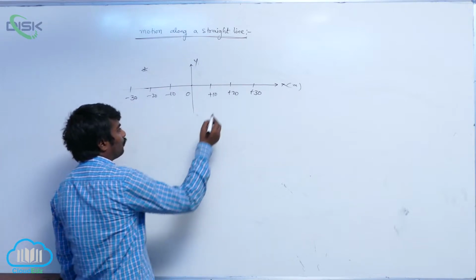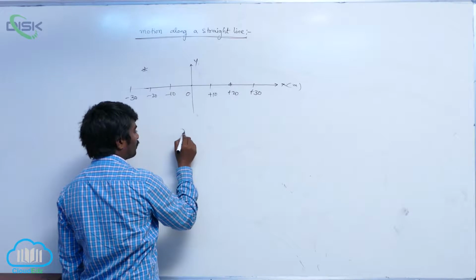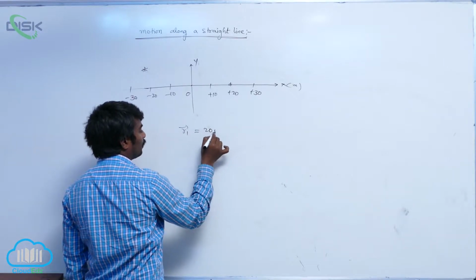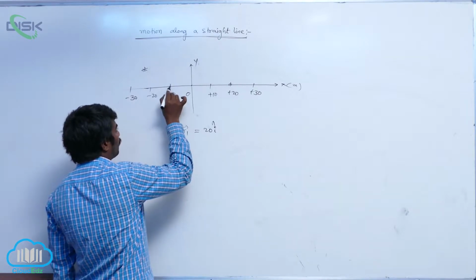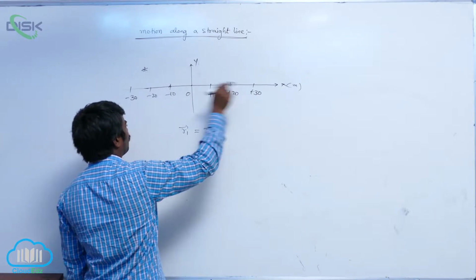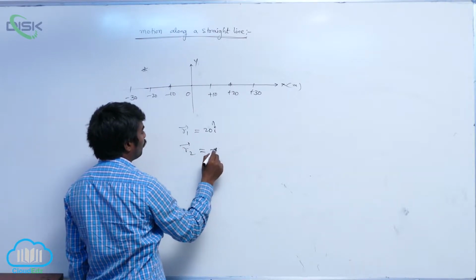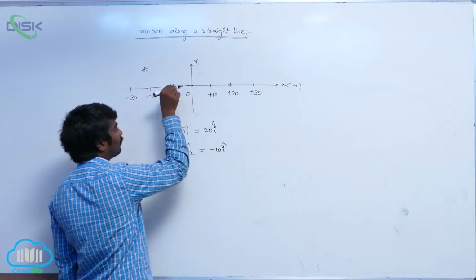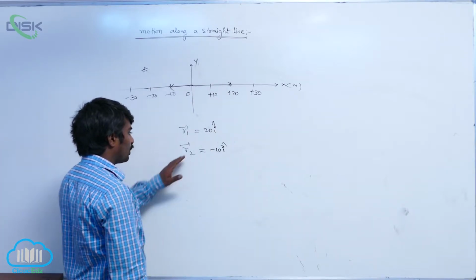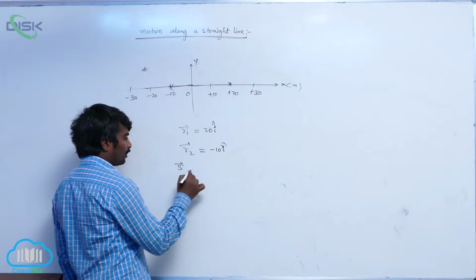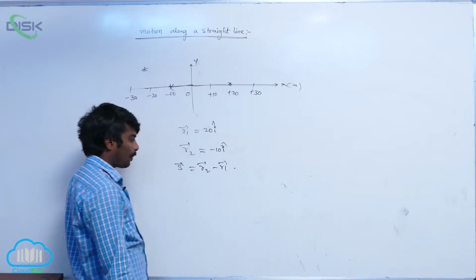So if initially the object is at 20 meters, so r1 bar is equal to 20 I cap. Finally it comes to here, so r2 bar is equal to minus 10 I cap, because from here we are going to measure. This is the initial position vector. So r2 bar minus r1 bar is s bar, that is equal to r2 bar minus r1 bar. Okay.